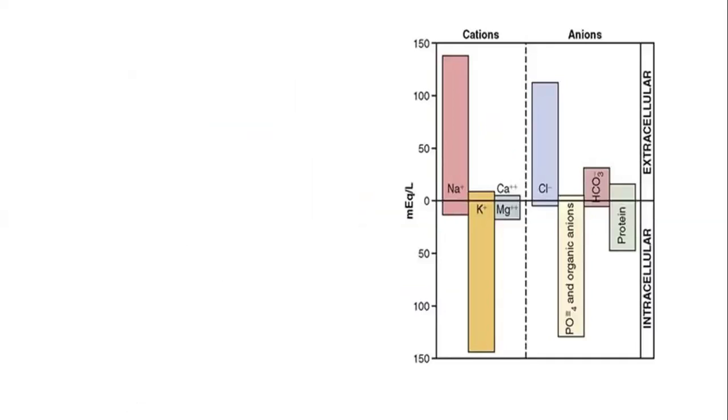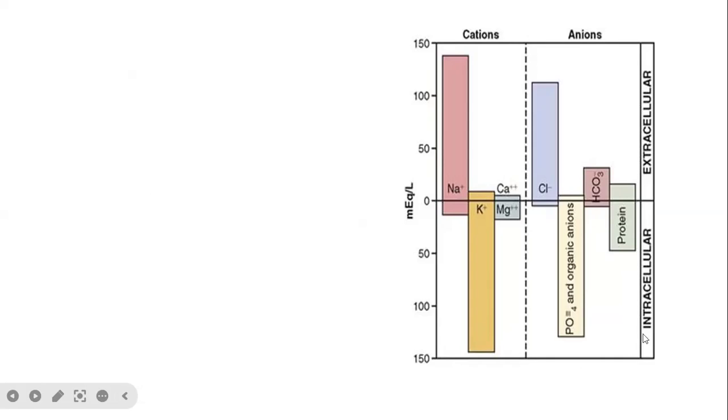Look at this diagram. This is the distribution of ions and cations. Now, ions can be divided into cations and anions. Cations are positively charged ions, whereas anions are negatively charged ions. You can see the division of anions and cations in the extracellular compartment and the intracellular compartment. Focus on this side of the diagram. You see this is the intracellular compartment.